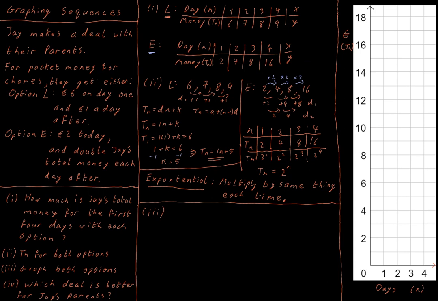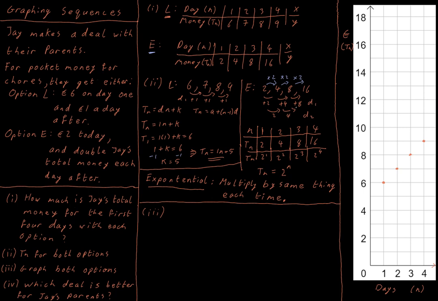So on day 1, we had €6 with our L pattern. So we go to day 1 and we go to €6. And on day 2, we had €7. So in the door 2, up the stairs 7. In the door 3, up the stairs 8. We know we're going up by 1 each time. We got €1 extra each day. And that makes sense now. We can see we got a straight line. We got a linear pattern.